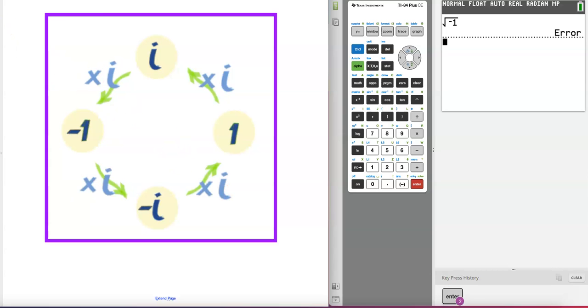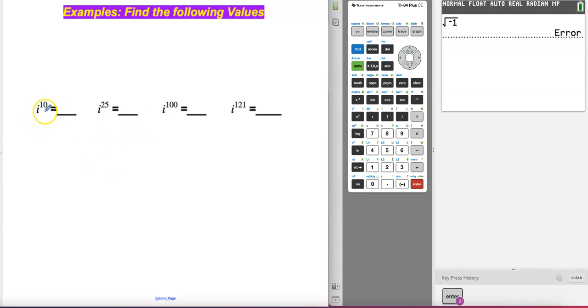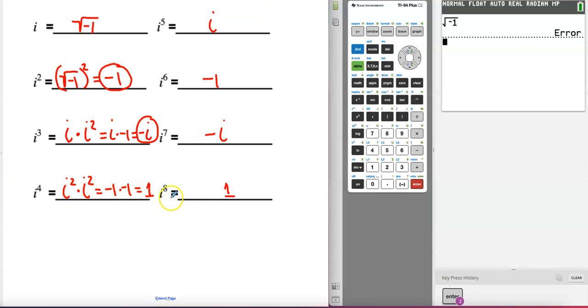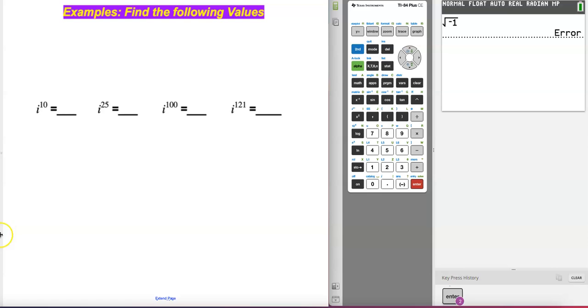All right, let's not go backwards, let's go forward. So i to the 10th power. Well, I know that i to the 8th power was 1. So i to the 9th power would be i, and i to the 10th power would be -1, right? If I were to keep going in this cycle, I know that i to the 10th power would be equivalent to -1. But what happens when these numbers get a little bit bigger?